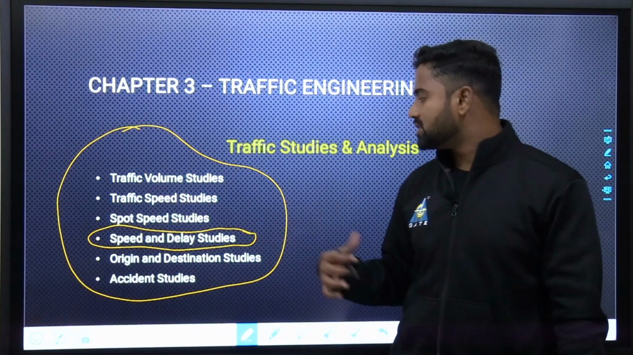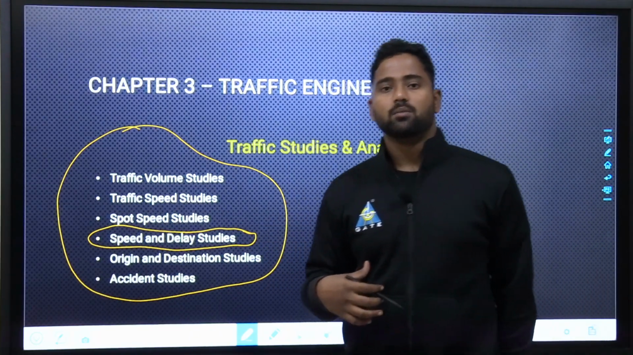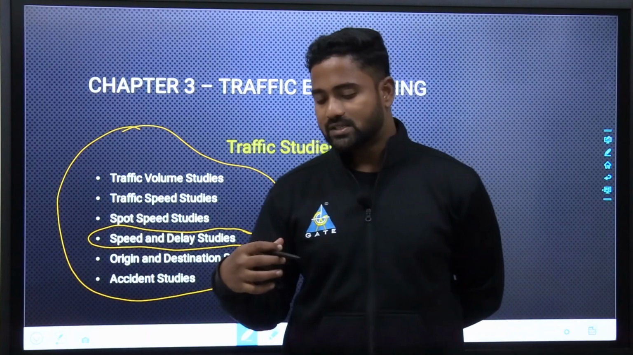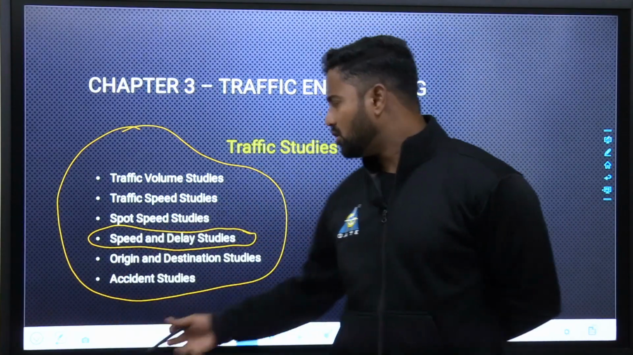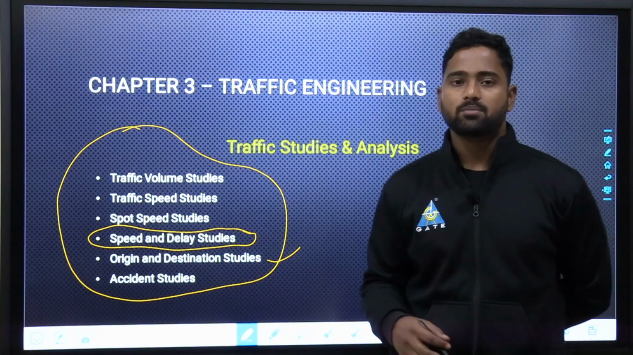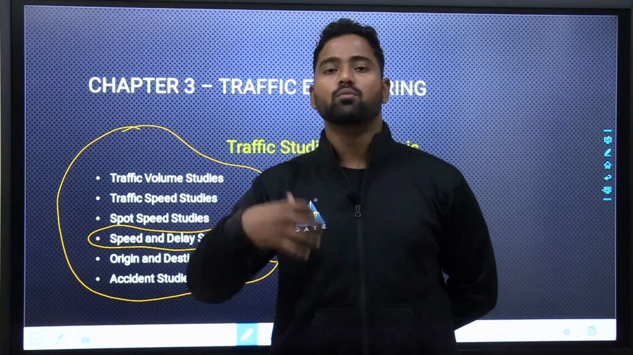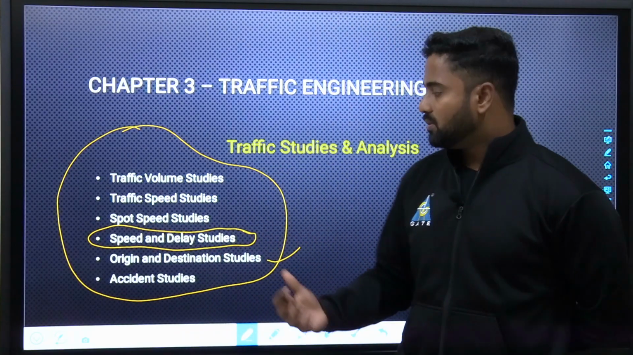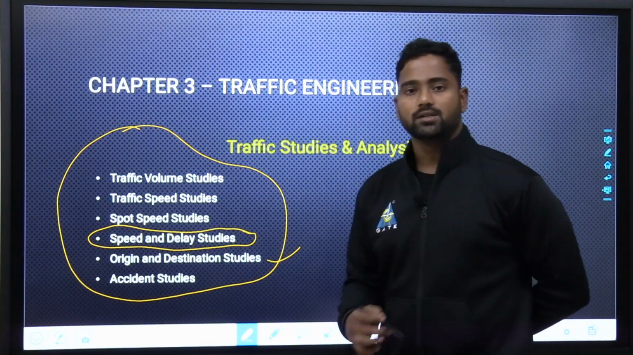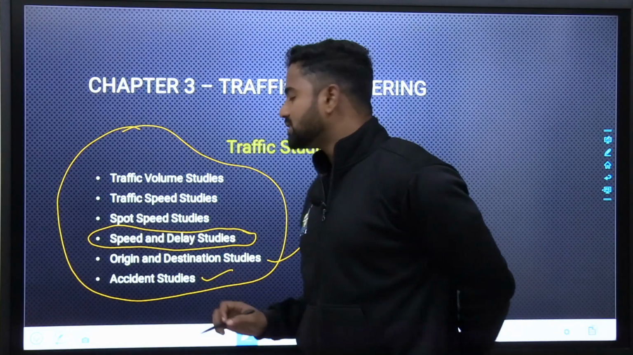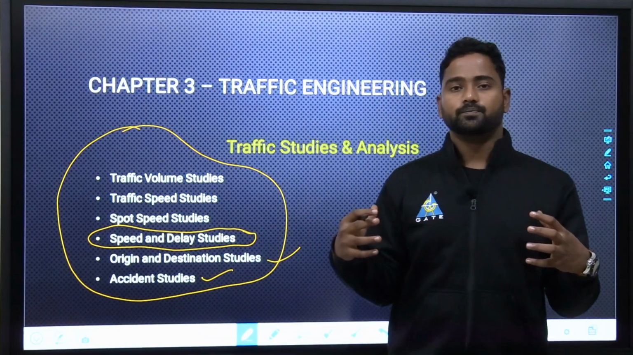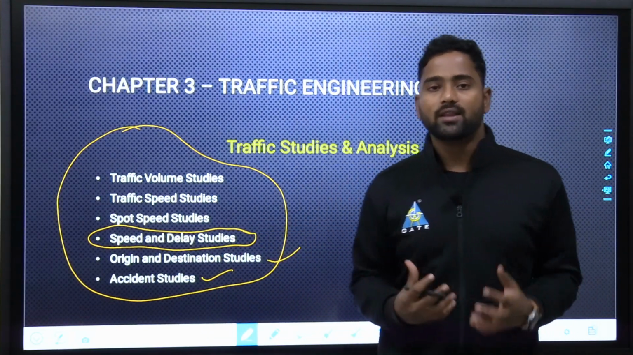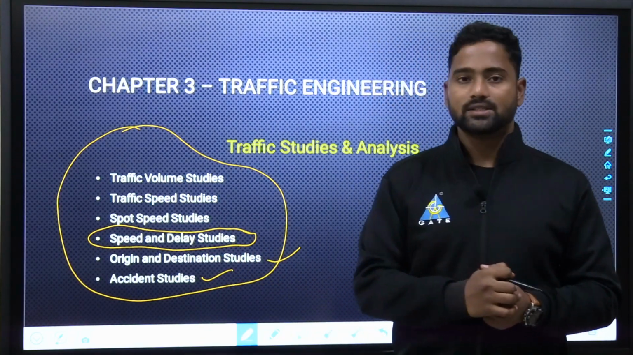And after this, origin and destination studies. Origin and destination studies will help us find out which road should be given more importance for maintenance or for construction of new roads. We will see origin and destination studies. Next one is accident studies. Accident studies means the idea is to avoid accidents, so you will be seeing accident studies over here.